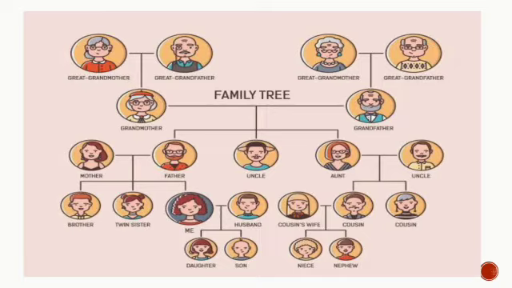Here we have key terms like pedigree, phenotype, genotype, dominant allele, recessive allele, autosomal trait, sex-linked trait, homozygous and heterozygous. Here you can see some symbols commonly used in pedigree analysis.